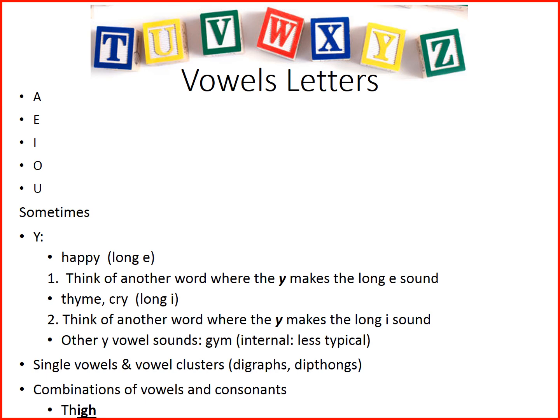The letters that represent vowel sounds are A, E, I, O, U, and sometimes Y. Y, as we learned before, can make a consonant sound Y, but it can also make a vowel sound. Typically, when Y acts as a vowel, it is going to make either the long E sound or the long I sound.